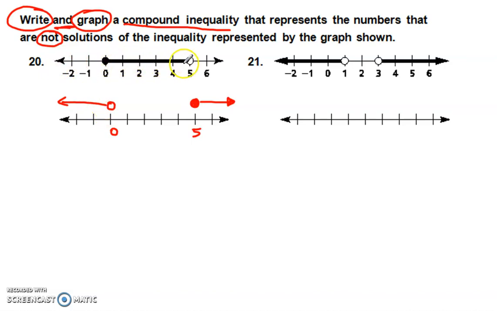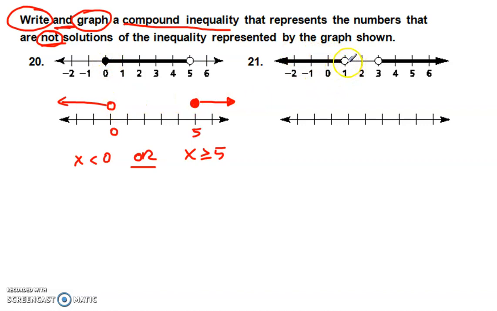The solution set here on 20 is an AND. The opposite is going to be an OR statement. So it's going to be x is less than 0 or x is greater than or equal to 5. Alright, so to do the ones that are not solutions, you need to do the opposite. If it's open, you do a closed circle. If it's closed, you do an open circle.